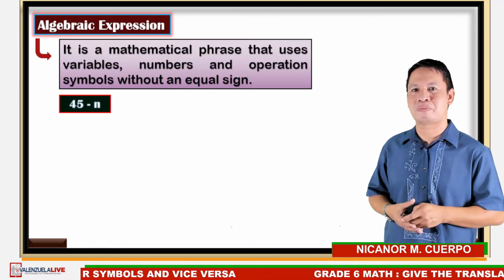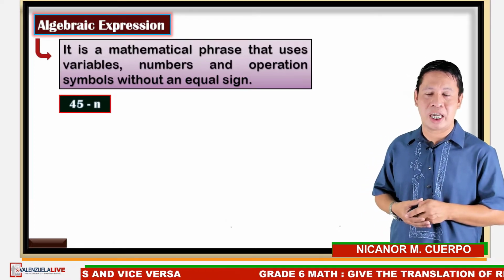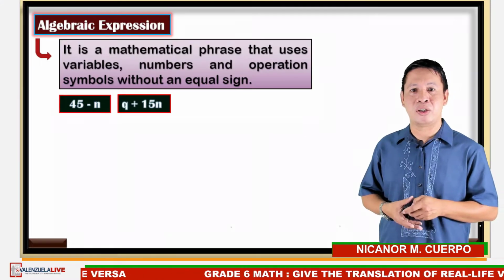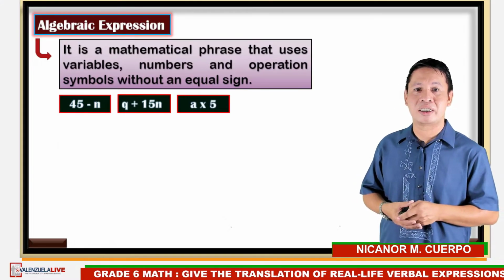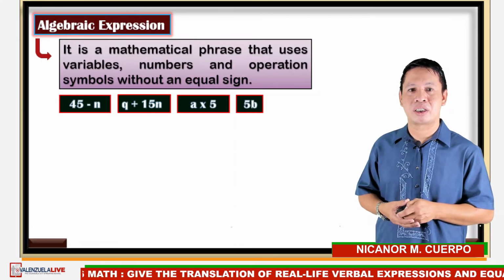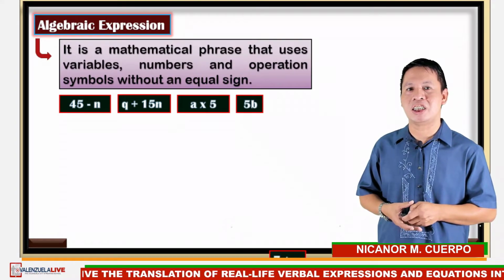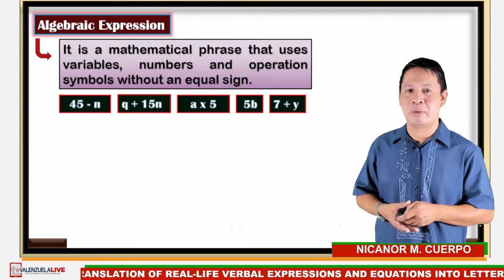Examples: 45 minus n, q plus 15n, a times 5, 5 times b, 7 plus y.